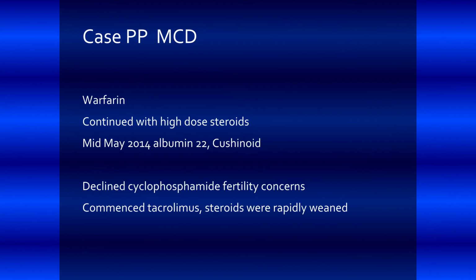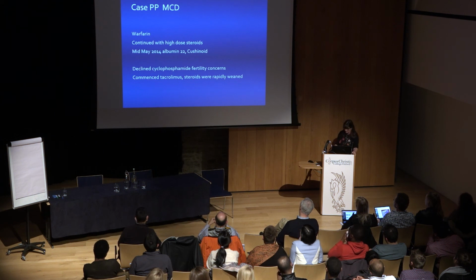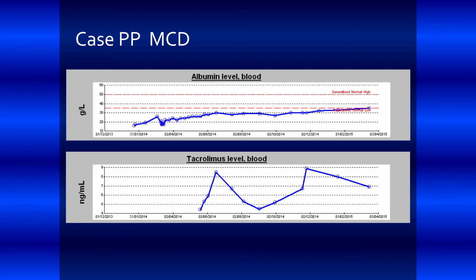We warfarinized her, and we carried on with the high-dose steroids. And about 4 months in, we were now in mid-May, and really she'd not done very much. Her albumin had crept up from 19 to 22. She was looking horribly cushingoid, and we really felt that at this point we were going to need to change things because this wasn't working. She didn't want cyclophosphamide because of the fertility concerns, and so we switched her on to tacrolimus. And as you can see, we started the tacrolimus about here, and steadily she went into remission and achieved a complete remission about 4 or 5 months later.